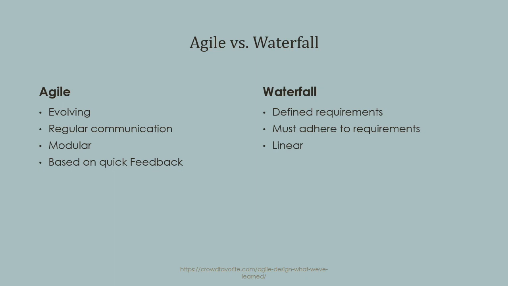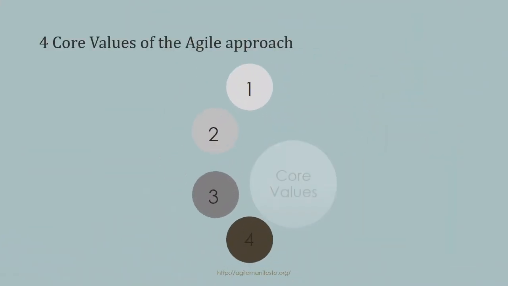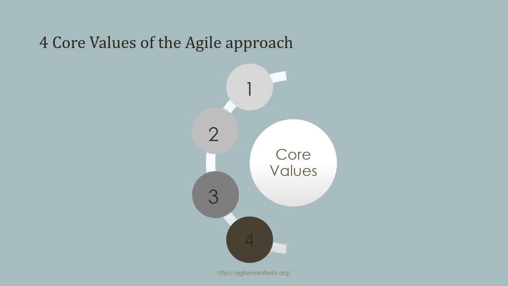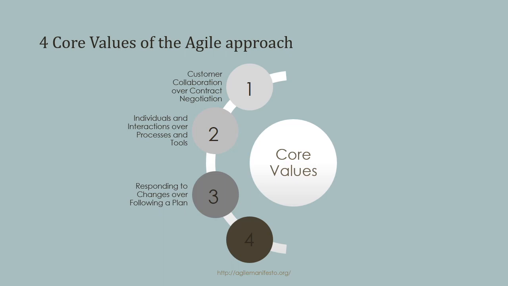Since its creation in 2001, the Agile approach has proven to be an effective response to some of the problems seen in waterfall project management. It did so by focusing on core values to be followed by the project team. There are 4 core values defined in the manifesto for Agile software development: customer collaboration over contract negotiation, individuals and interactions over processes and tools, responding to changes over following a plan, and working software over comprehensive documentation.